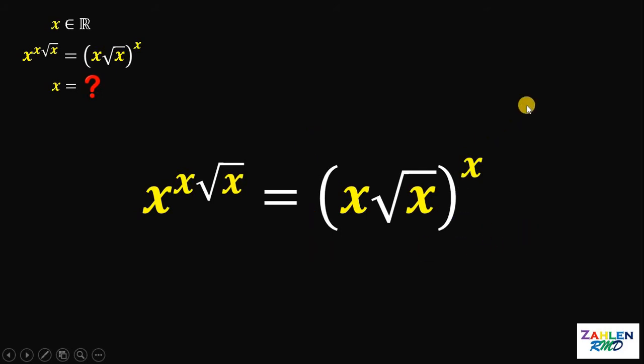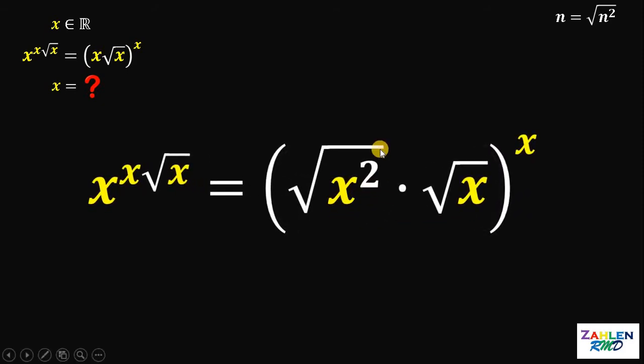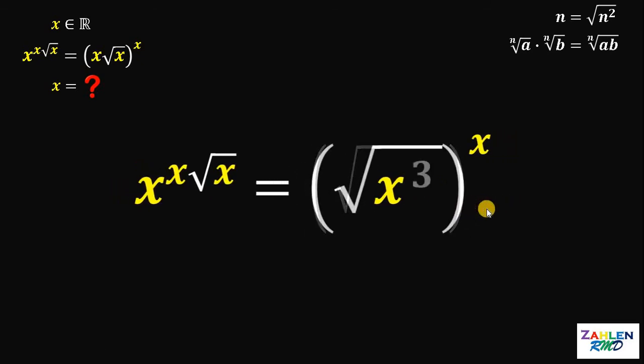Now to do that, let's take note that if we have square root of n squared, it is equivalent to n. Therefore, this x can be replaced by square root of x squared. This is just x. Now at this point, let's use some properties of radicals. Now if we have the nth root of a times nth root of b, we have the same index. It is equivalent to the nth root of a times b. Now since we have the same index of 2, therefore we can multiply x squared and x. Thus we have square root of x squared times x. And x squared times x will give us x cubed.